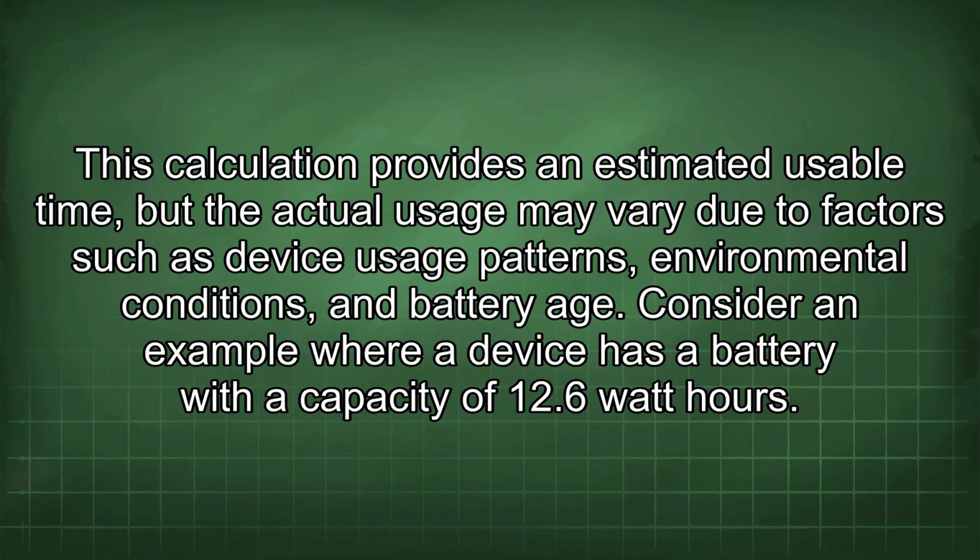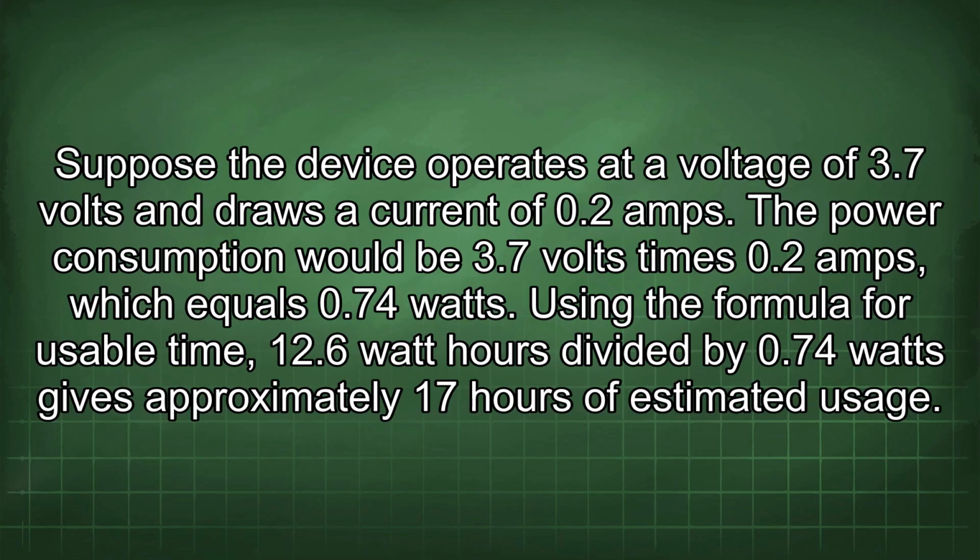Consider an example where a device has a battery with a capacity of 12.6 watt-hours. Suppose the device operates at a voltage of 3.7 volts and draws a current of 0.2 amps. The power consumption would be 3.7 volts times 0.2 amps, which equals 0.74 watts. Using the formula for usable time, 12.6 watt-hours divided by 0.74 watts gives approximately 17 hours of estimated usage.